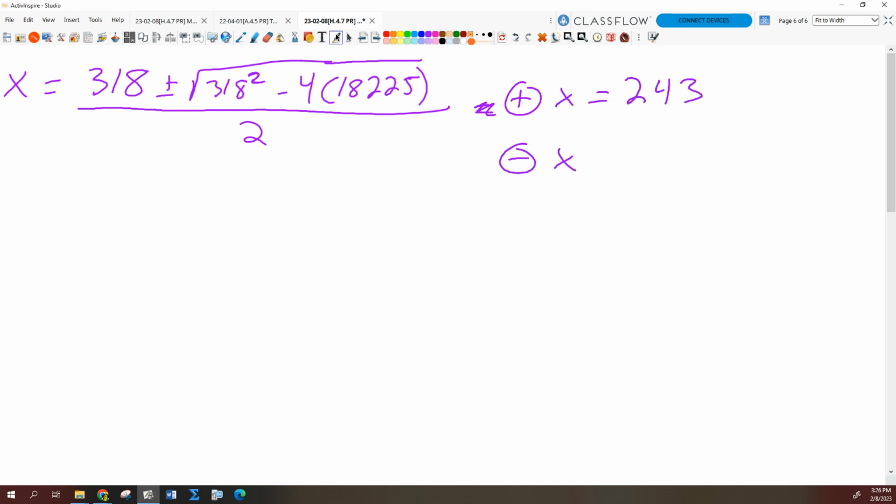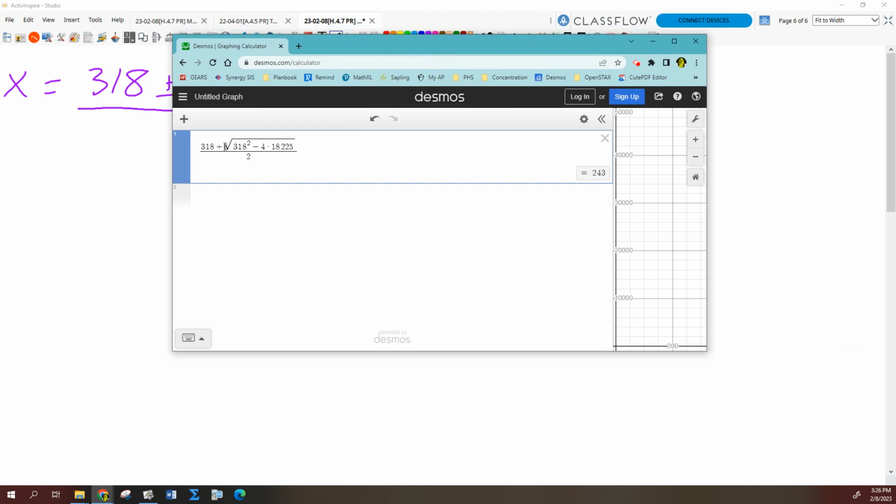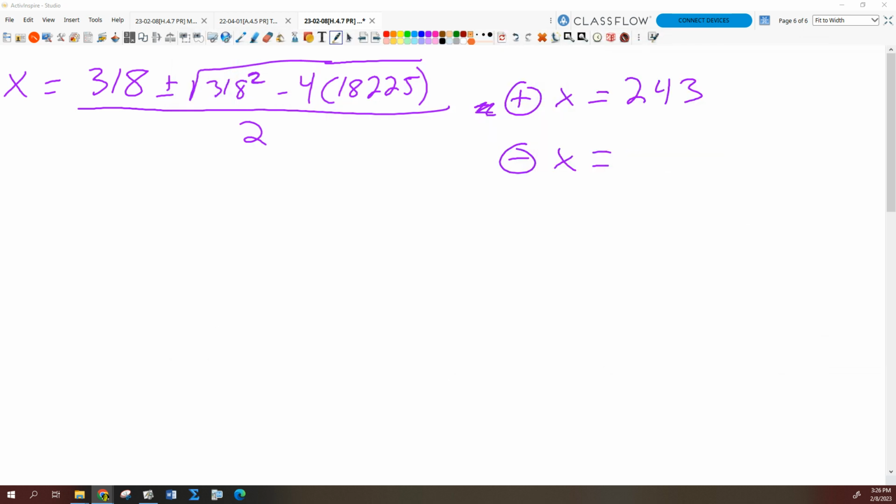What if I take the minus? What's x going to equal if I take the minus? Let's find out. I'll just go back there and flip that to a minus sign, and I get 75. Okay, so what is that? What the heck? We got 2 values for x. So what's that mean?